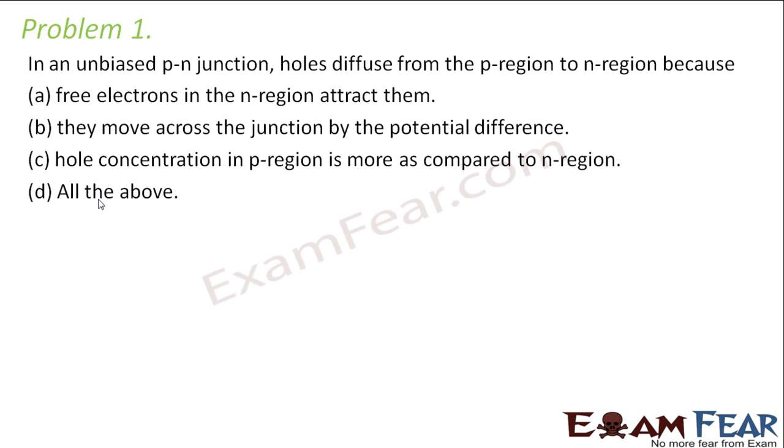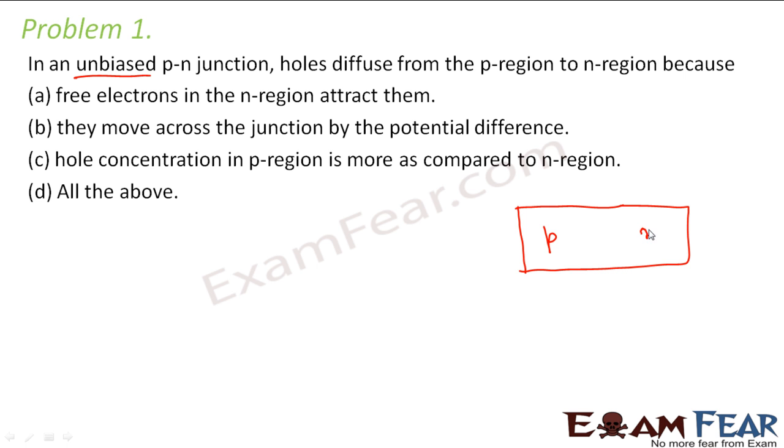It says, in an unbiased p-n junction, holes diffuse from p region to n region because... So if I'm talking about an unbiased p-n junction, that means it is a p-n junction which is not connected to any external voltage. So no external voltage is applied across this p-n junction. So why do you think that holes will diffuse from p region to n region? Holes means the majority carrier diffusion. So why does the diffusion of majority carrier take place?